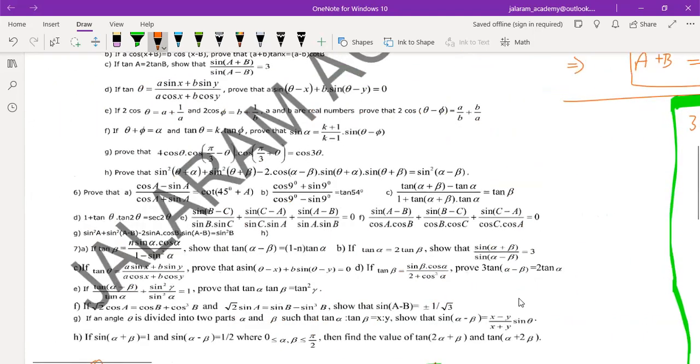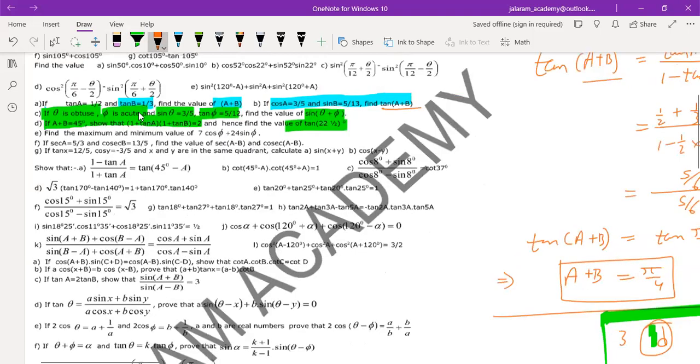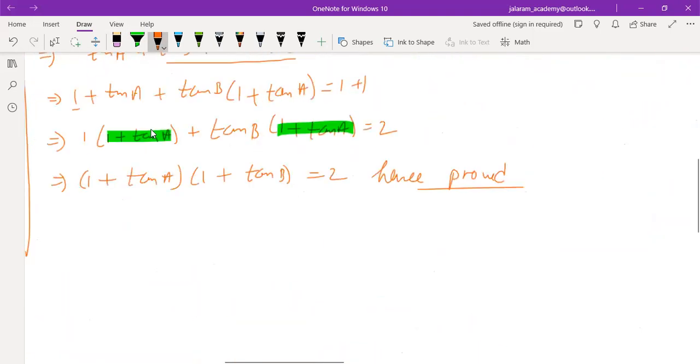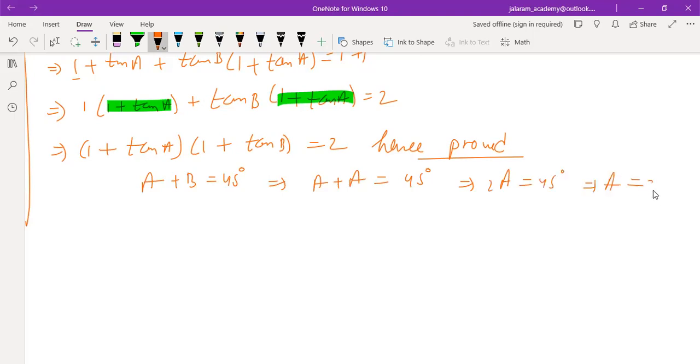In the second part, we have to find the value of tan 22.5 degree using this. As we know that 22.5 degrees is half of 45, a and b are equal. So a plus b equals 45 degree, and if we make them equal, so a plus a equals 45 degree, that is 2a equals 45 degree. So a equals 22.5 degree.